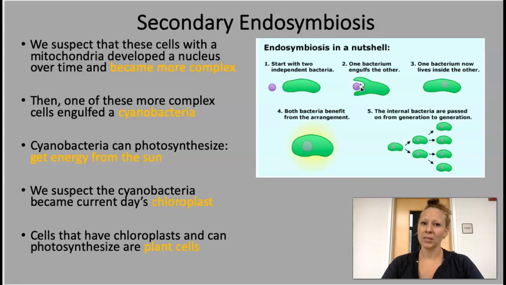We suspect that, once again, because it provided a benefit, it gave energy to the cell because it could get energy from the sun and give it to the larger cell, it wasn't digested. Over time, we suspect that this became our current day organelle called the chloroplast. Cells that have chloroplasts are plant cells, and plants can photosynthesize. These are the only two types of species on Earth that can photosynthesize, and so we suspect that they were related.